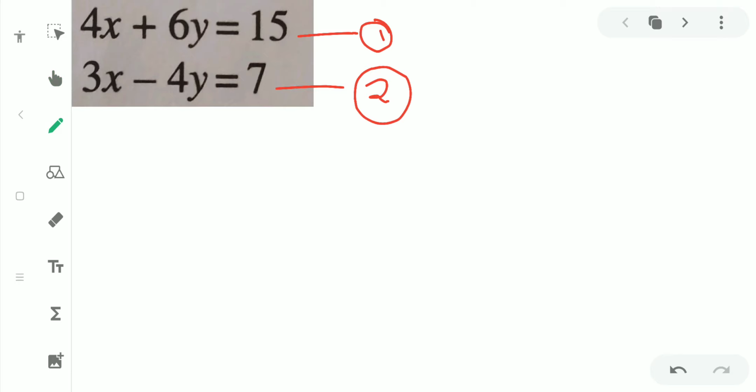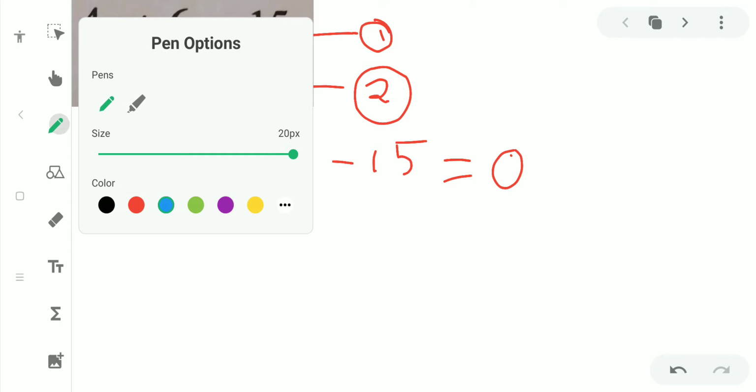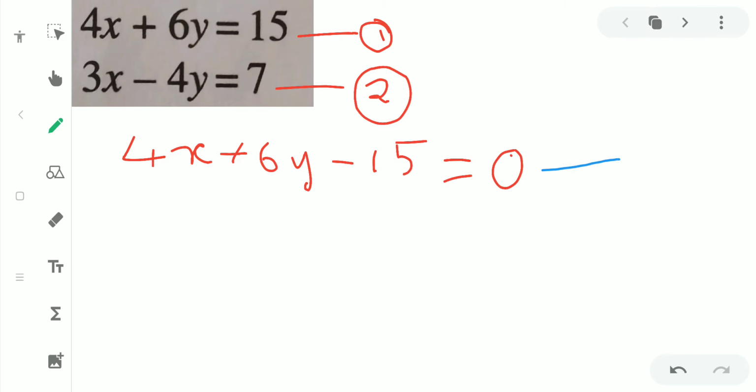That is 4x plus 6y minus 15 is equal to 0. Let us make this our first modified equation.